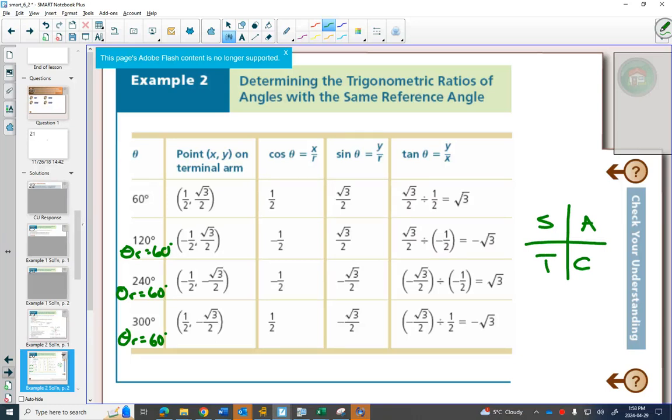Notice that only the sine one is positive. They were all positive in quadrant 1. In quadrant 2, only sine was positive. In quadrant 3, only the tangent was positive. And in quadrant 4, only the cosine was positive. So we have so far 4 angles with 45, 4 angles with 30, 4 angles with 60. You now have 12 angles that you can do without a calculator.